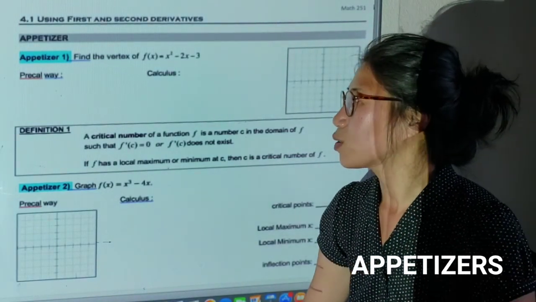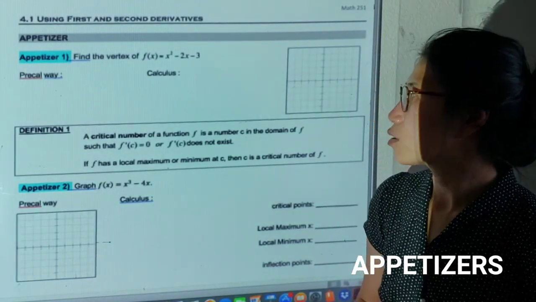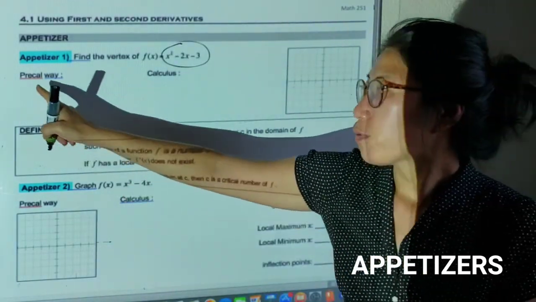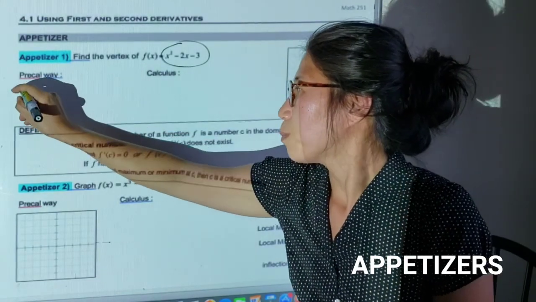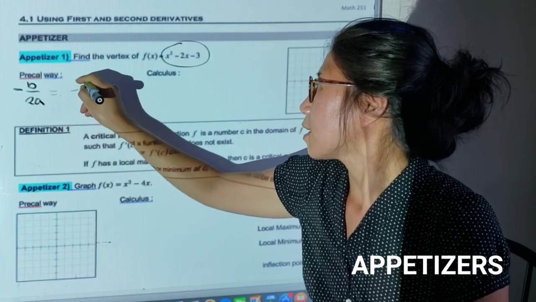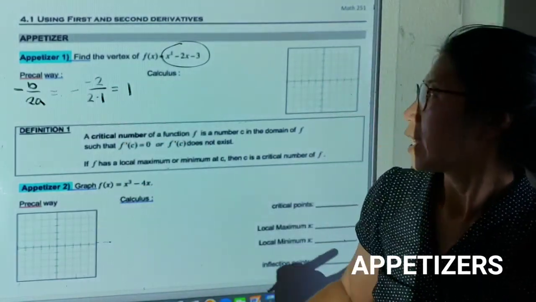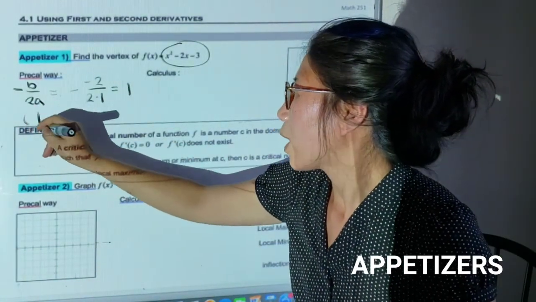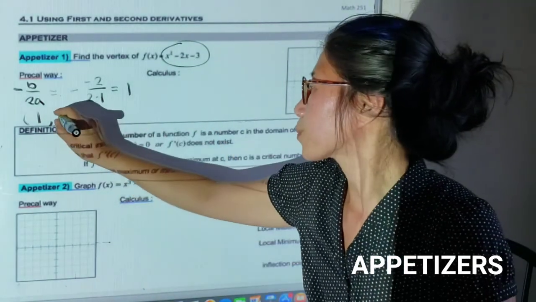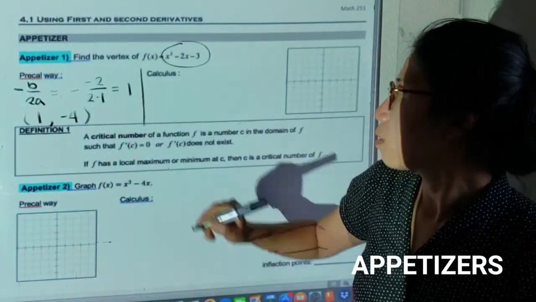So let's look at the appetizer. Here it says, find the vertex of the given polynomial function, x squared minus 2x minus 3. So how do we find this vertex? With the pre-calculus way, we plug into the formula negative b over 2a, which is negative negative 2 over 2 times 1. So I get 1 as my x value. Then what's going to be your y value? By plugging 1 in here, I get negative 4. So I get my vertex as (1, negative 4).